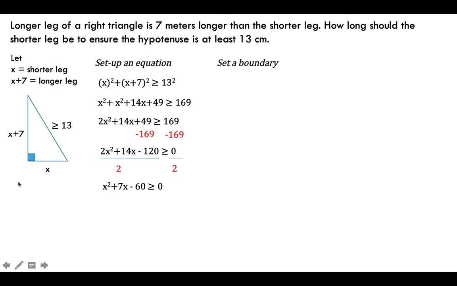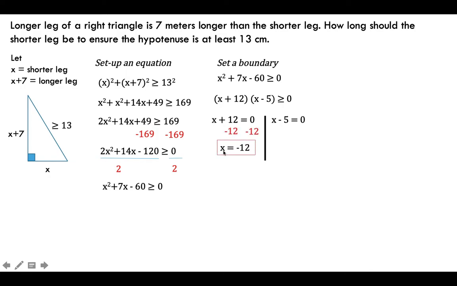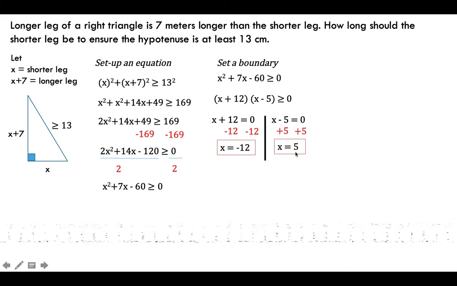Now, let's start by setting a boundary. This is our given. The first step is to factor them. Then after factoring them, equate each binomial to 0. So I just changed the inequality into an equal sign. Let's start from the left binomial: subtract 12 from both sides. So x is left, then 0 minus 12 is negative 12. On the other side, add 5 to both sides, x is left, 0 plus 5 is 5.